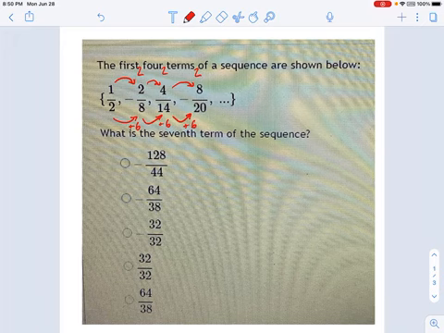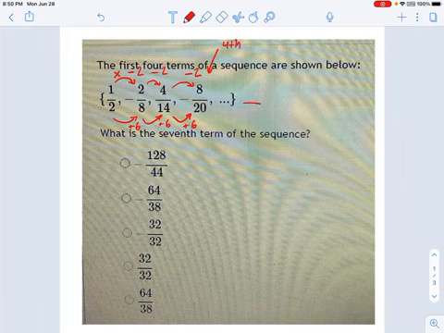But if you look at the top and you say, maybe this is times negative 2. 1 times negative 2 is negative 2. Times negative 2 is positive 4. Times negative 2 is negative 8. So that pattern actually works out. So let's keep on going. This was the fourth one.